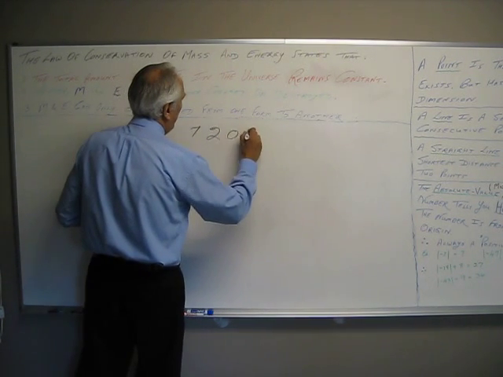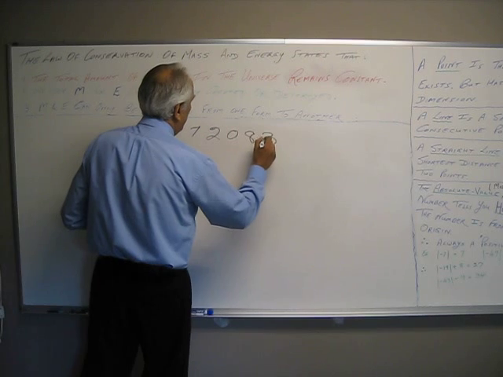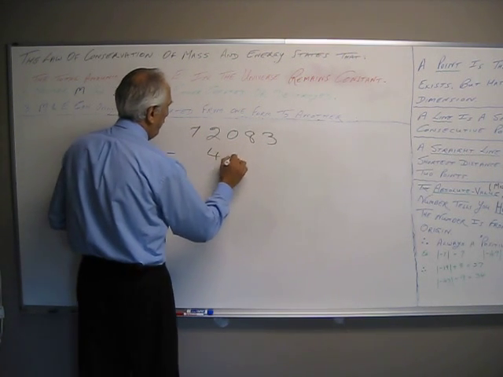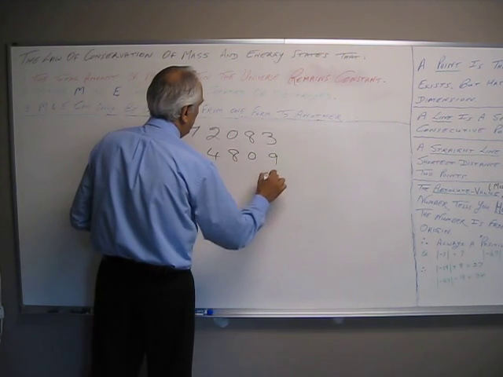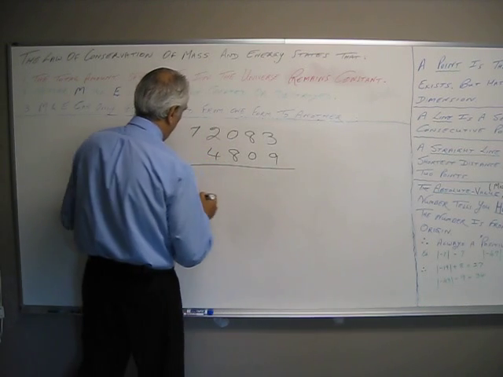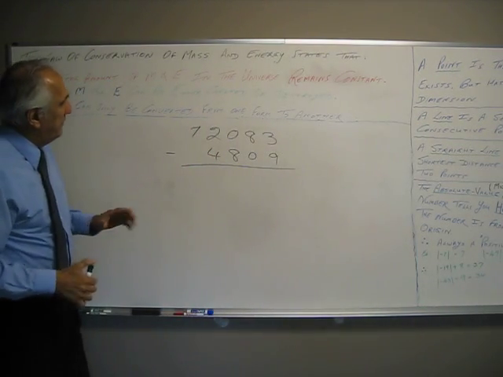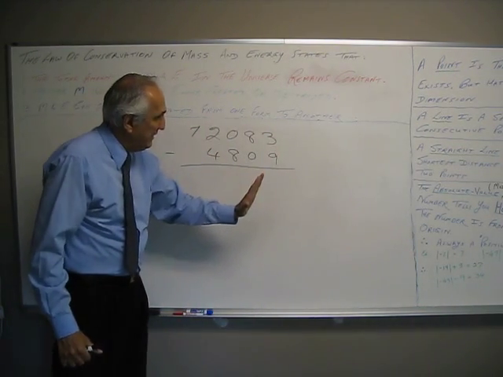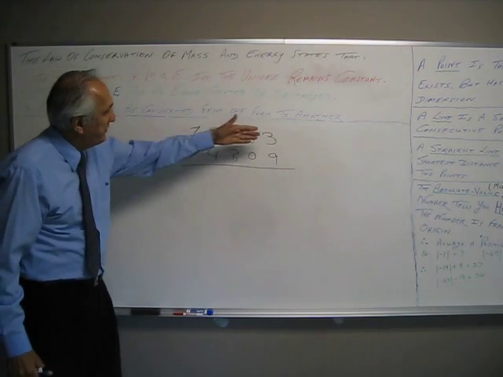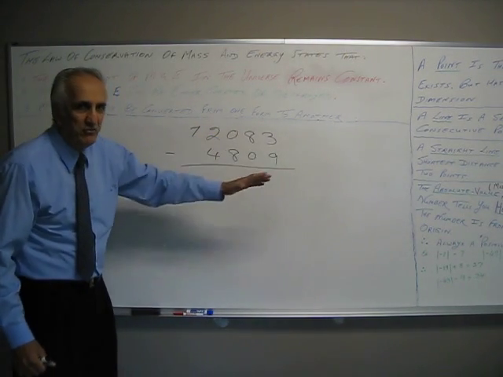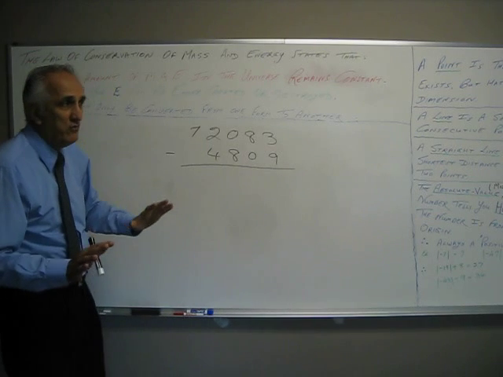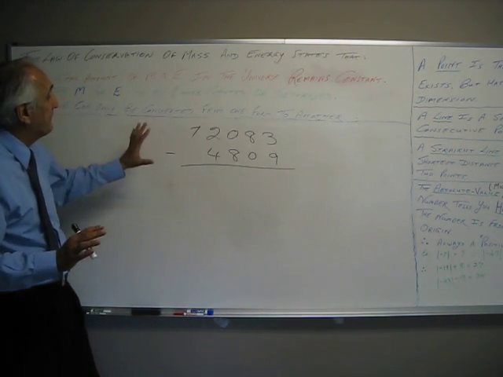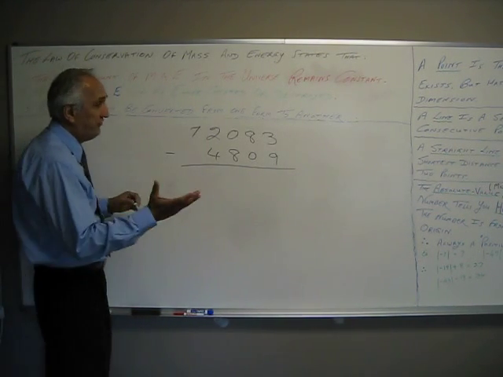7208 3 minus 4809. The numbers are right justified correctly. From 7,000 something, I'm trying to remove 4,000 something, so the answer will be a positive answer. I don't have to worry about negatives right now. So far so good. Let's start.